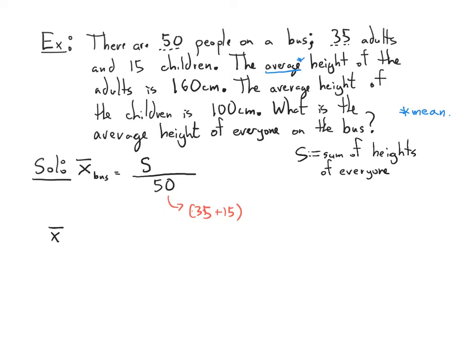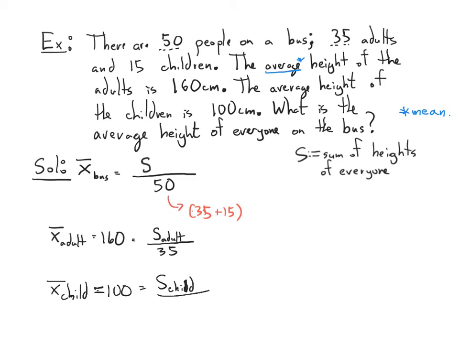We also know that the average height of adults on the bus, we'll call it X bar adult, is 160 centimeters. And there are 35 adults, and we need to sum up the heights of all the adults. So we'll call it S adult. If we took that and divide it by 35, we get the average height of all the adults. And similarly for children, X bar child is 100, and that is the sum of the heights of all the children over 15 children. And the sum of the heights of everybody, we could sum the adults separately and then the children separately and just sum those together.